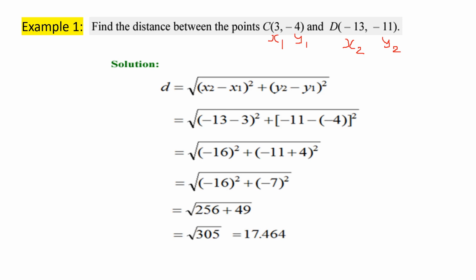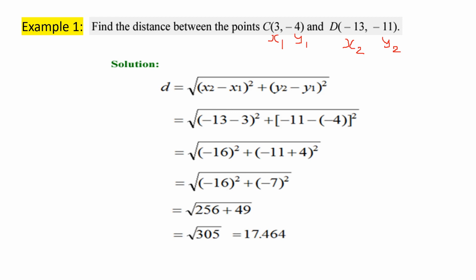First, x2 is negative 13 minus x1, which is 3, the whole square, plus y2, which is negative 11, minus y1, which is negative 4, the whole square. So we have two negative signs, meaning the numbers will be added. So 13 plus 3 will be 16, but the sign will be retained, minus 16 square. Plus, and here minus will become positive in the middle. So minus 11 plus 4 will be minus 7 square. The square of the value is 256 plus, and 7 square will become 49.